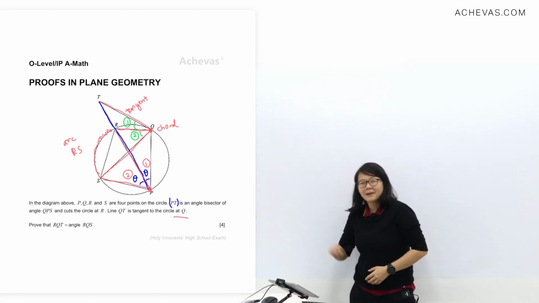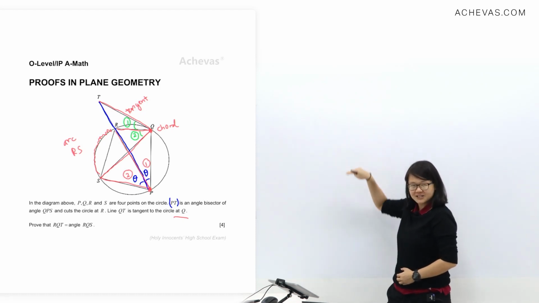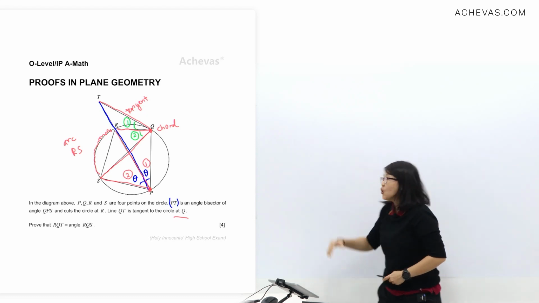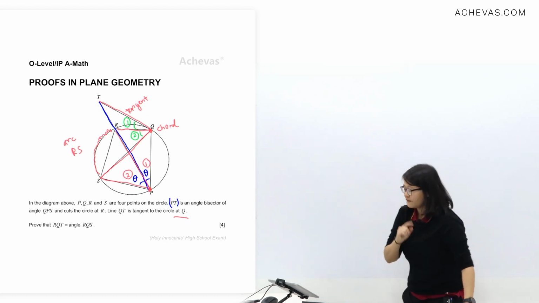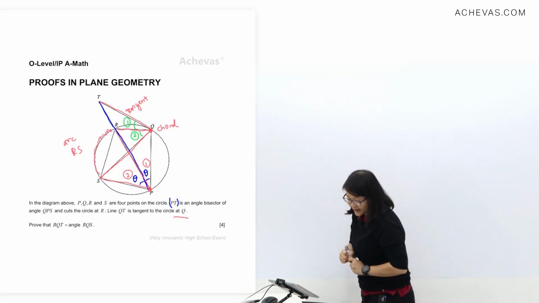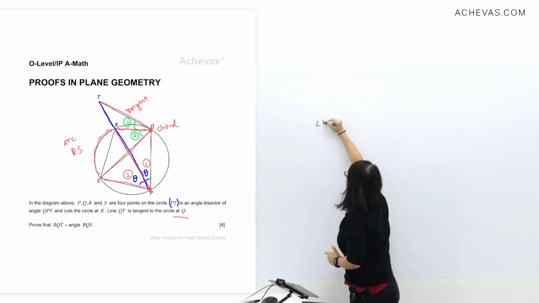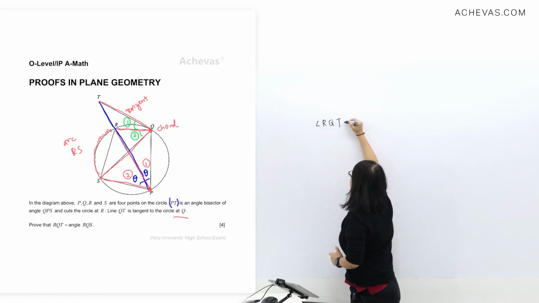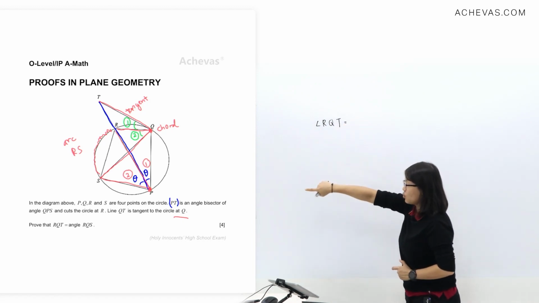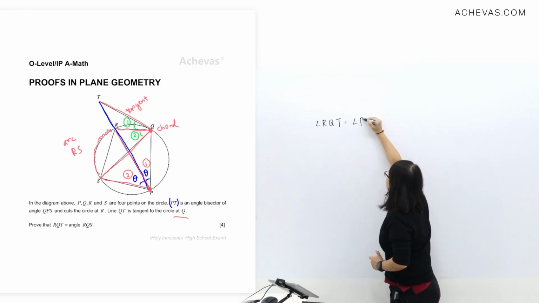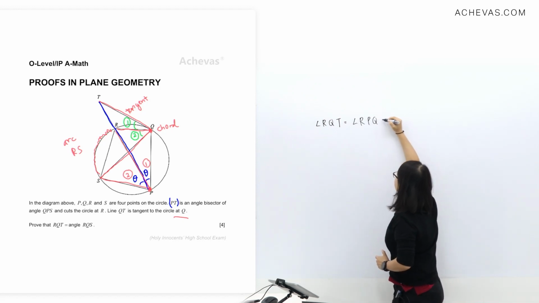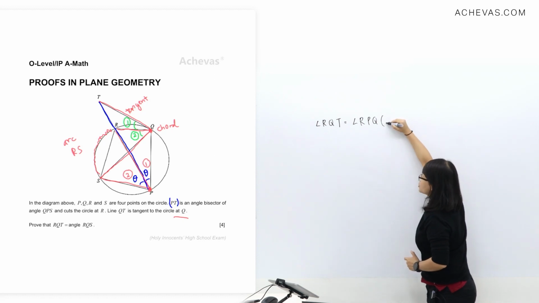So let's have a bit of planning before we write down our steps here. I'm now going to show you what I'm going to write line by line to prove that they are equal. So the first one, I'm going to start with angle number 1, angle RQT equals, let's find out where I labeled 1, which is RPQ. And write down the explanation. This one, we use the alternate segment theorem.